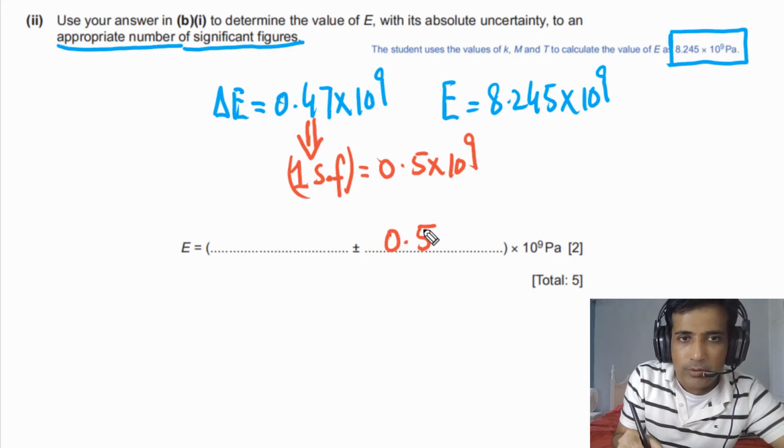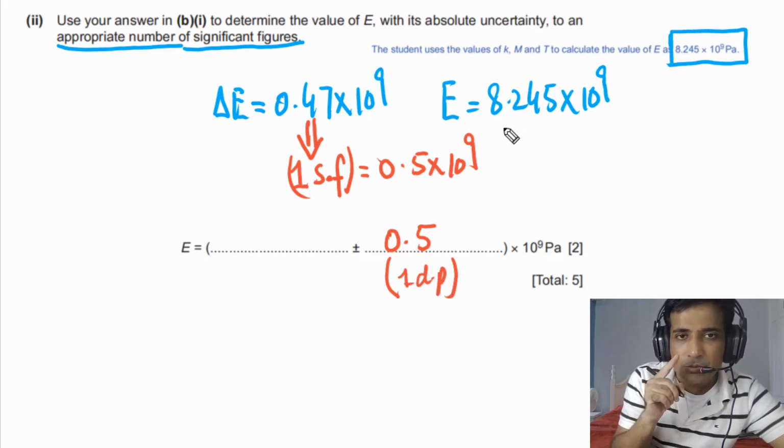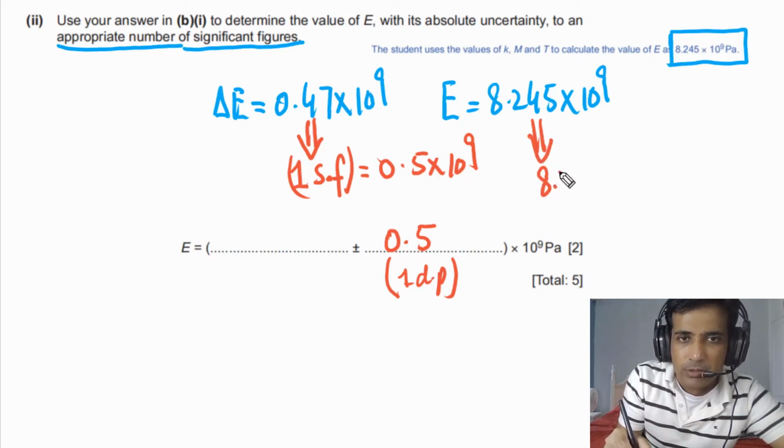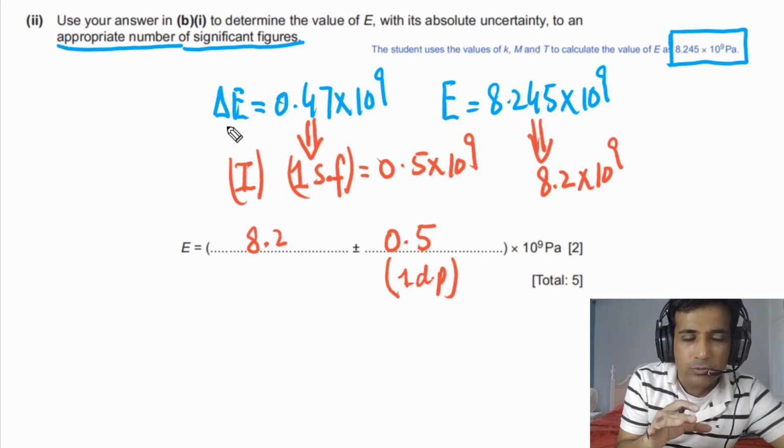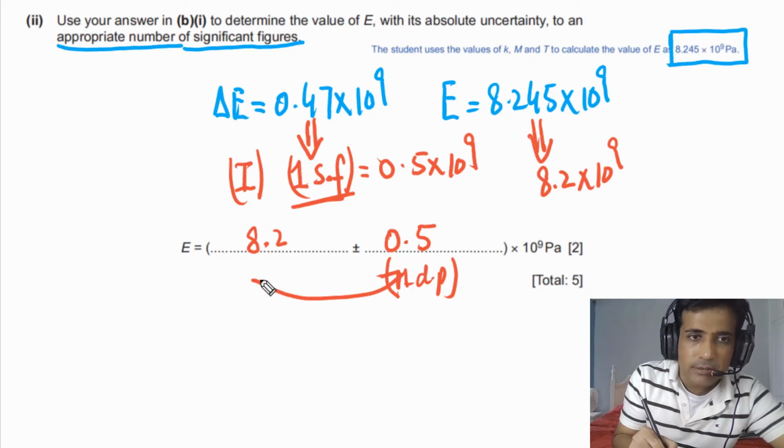So this is 0.5. Now we need to consider how many decimal places absolute uncertainty has. Absolute uncertainty has only 1 dp. So this measurement also must have 1 dp. So simply we can write down this one up to 1 dp. This will be 8.2 times 10 to 9. So we can write here 8.2. Now the first point you need to understand is absolute uncertainty has to be rounded to 1 SF. And the second thing you need to understand, absolute uncertainty and measurement should have the same dp.